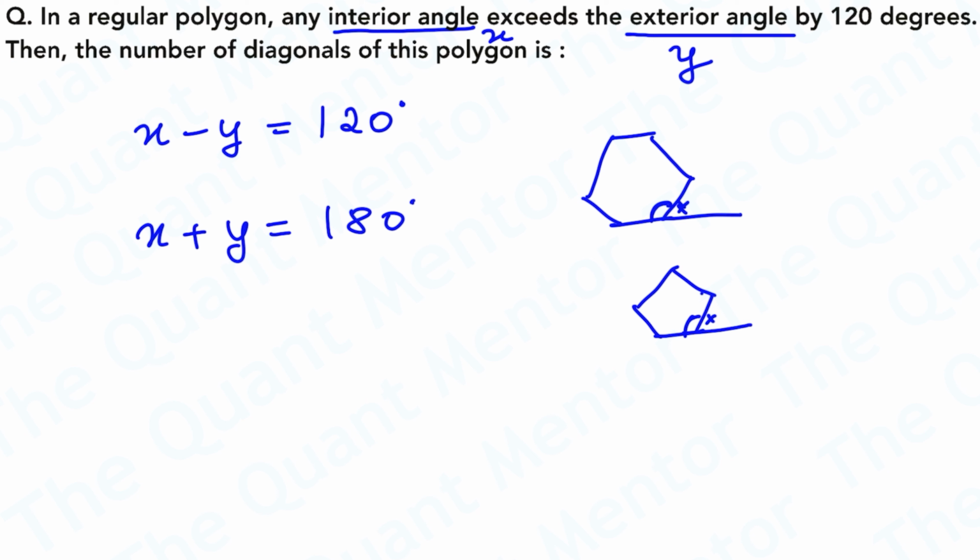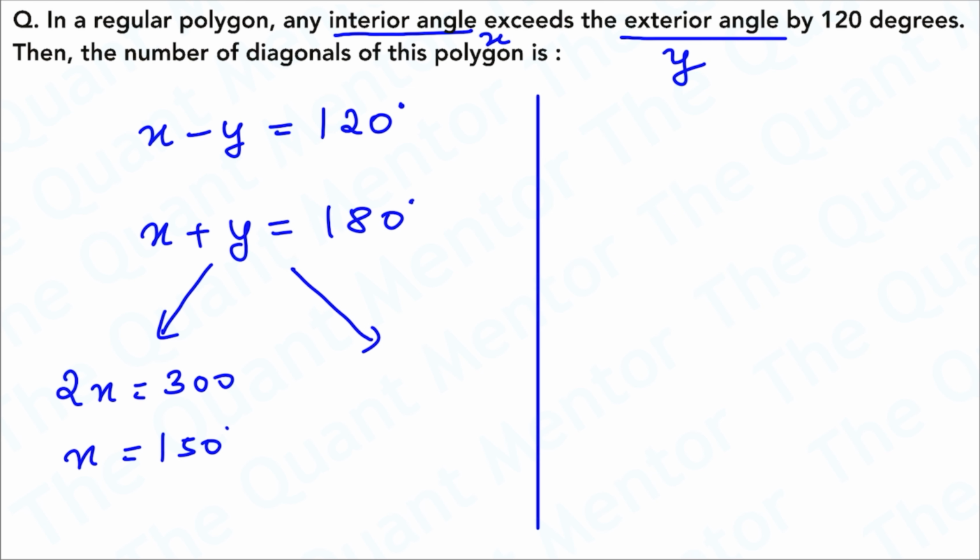Now you can add or subtract these two equations to figure out x or y. Either of them will do my job. If I add these two equations, y will get cancelled out and I get 2x is 300, or x is equal to 150 degrees. Now, for any regular polygon, the measure of each interior angle is (n minus 2) into 180 degrees divided by n. And this we have found as 150 degrees.